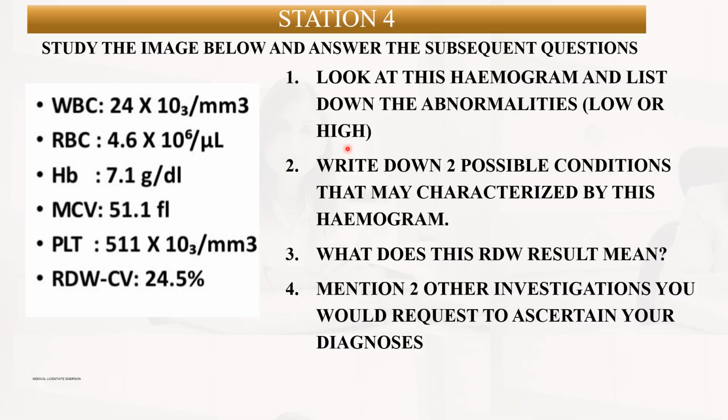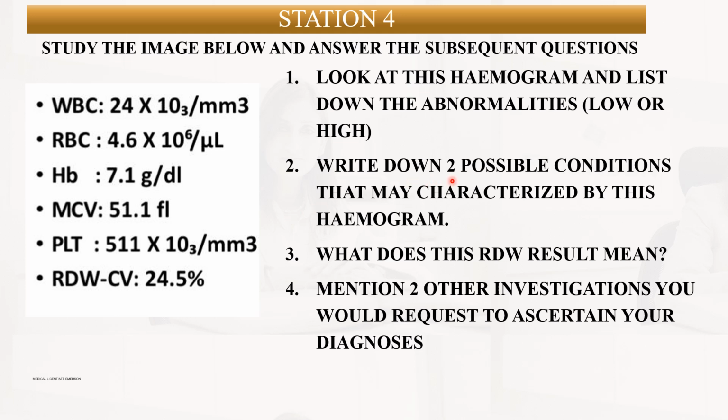Okay, station 4. Study the image below and answer the subsequent questions. Here we are going to look at the hemogram and list the abnormalities, whether they are low or high. WBC is 24, RBC is 4.6, HB is 7.1, MCV is 51.1, platelets are 511, and the red cell distribution width is 24.5%. Okay, so we have looked at the hemogram.